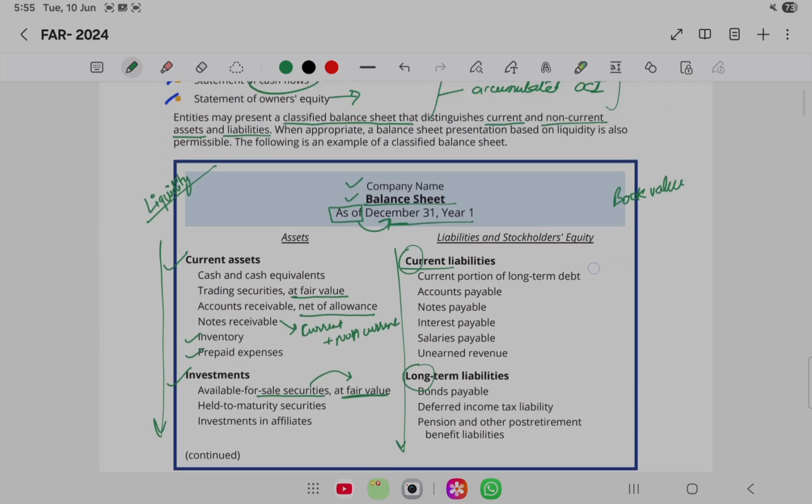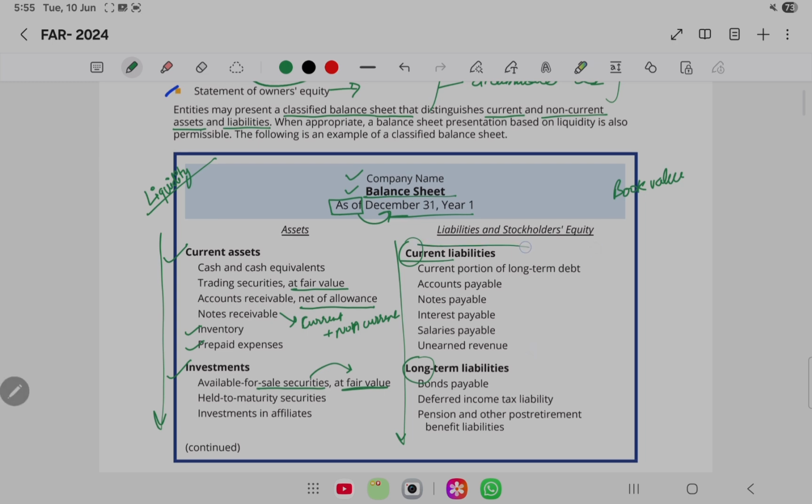Now come to the liabilities side. Current means 12 months or the operating cycle, whichever is higher. The current portion of long-term debt, accounts payable, which can be verbal. Notes payable, which is written, like a promissory note or bill of exchange. Interest payable, salaries payable, unearned revenue.